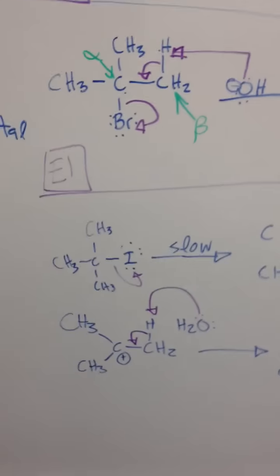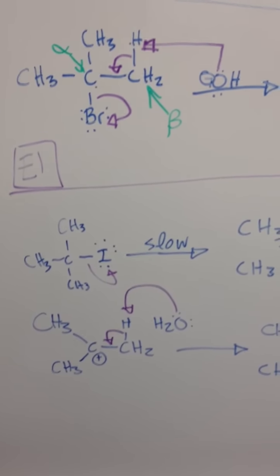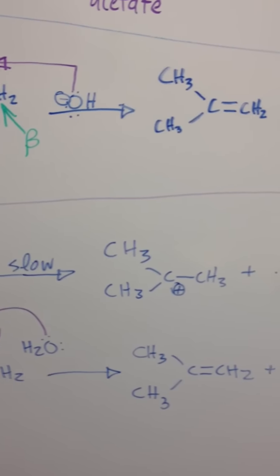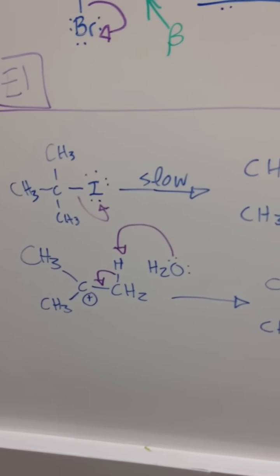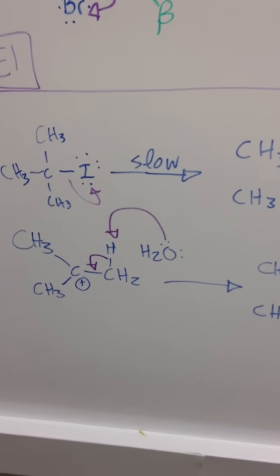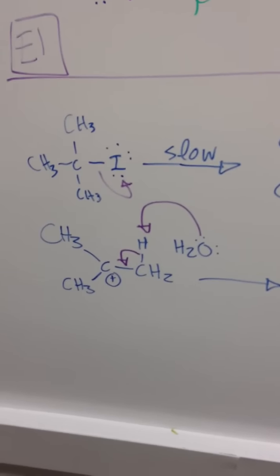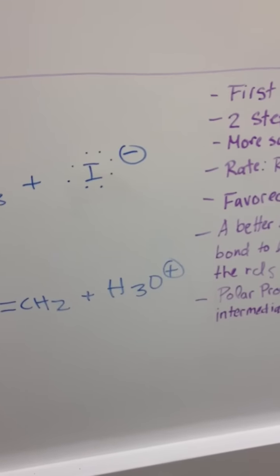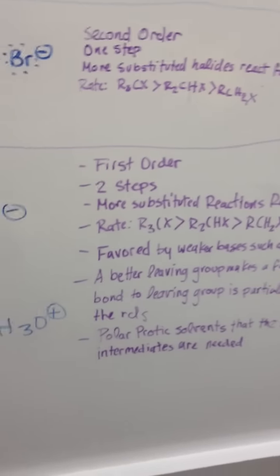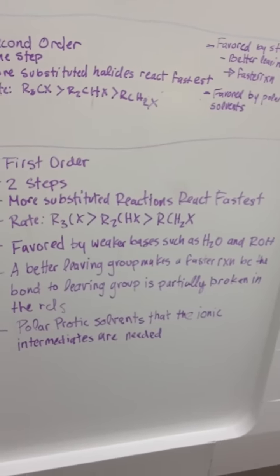Let's go over E1. Okay, similar to SN1, you have the loss of your leaving group, forming a carbocation which can undergo rearrangements. You then have water, which comes in and steals the hydrogen from the beta carbon, which will then form a double bond between the beta and alpha carbon, giving you an alkene and an acid. Again, this is first order, and it has 2 steps, so the more substituted reaction reacts fastest.